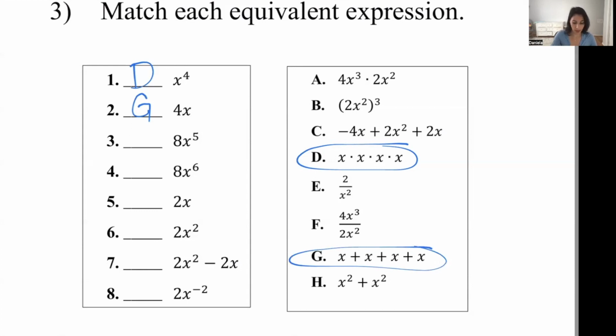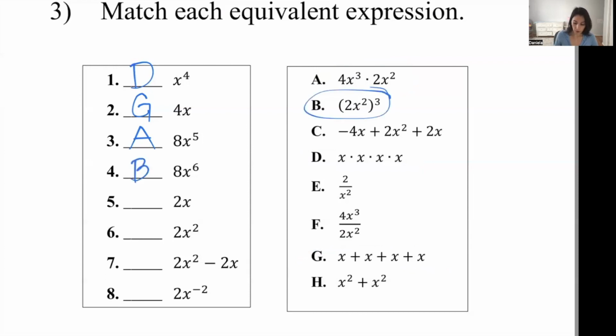Number 3, 8x to the 5th, that is going to be A. So obviously 4 times 2 is 8, and then that's the product rule. The product rule says that you add the exponents. So 3 plus 2 is 5. That's different for number 4. That's going to be B, right?